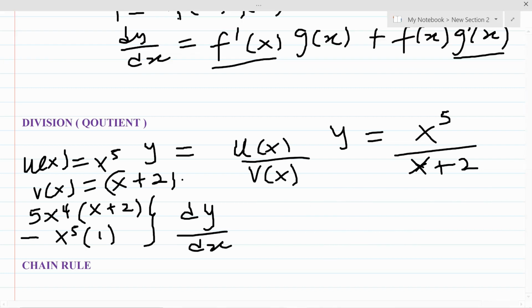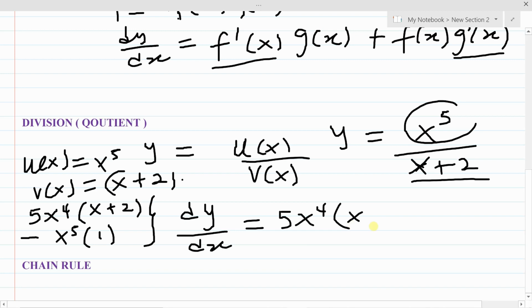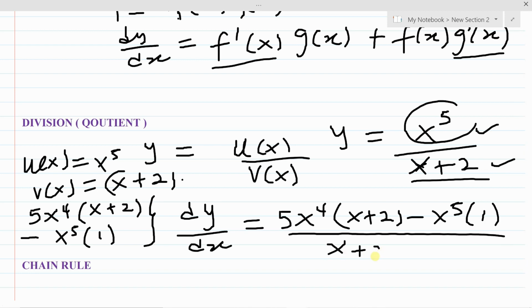We said that this is equal to just differentiating the top first, and that will give us 5x to the power 4, multiplied by the denominator, which is x plus 2, minus your numerator, which is x to the power 5, times the derivative of the denominator, which is 1, all over x plus 2 squared. Now you can simplify this and go.